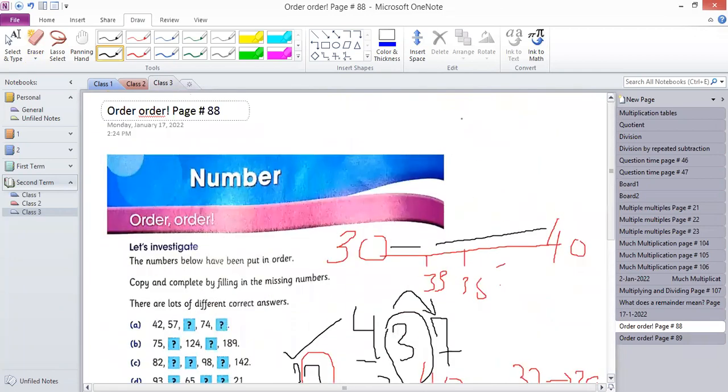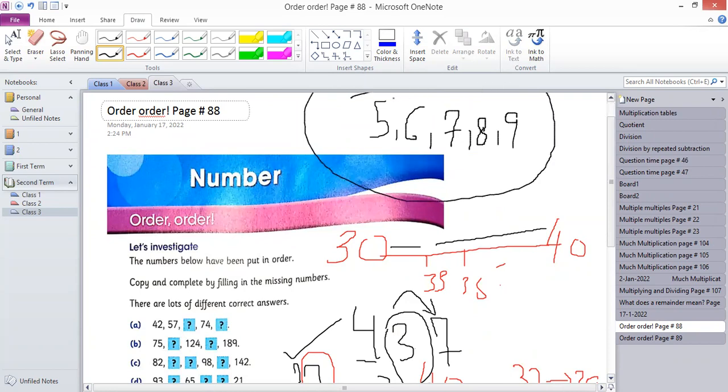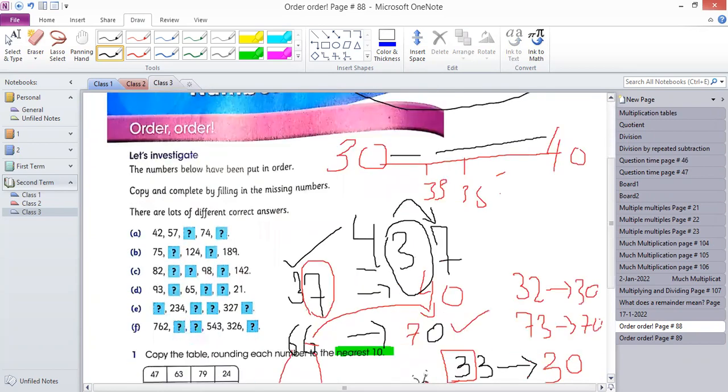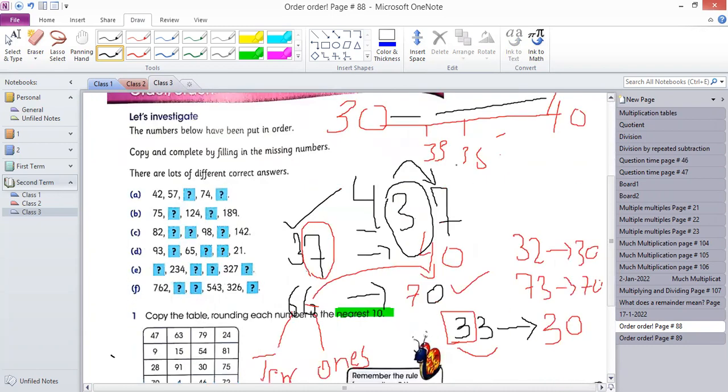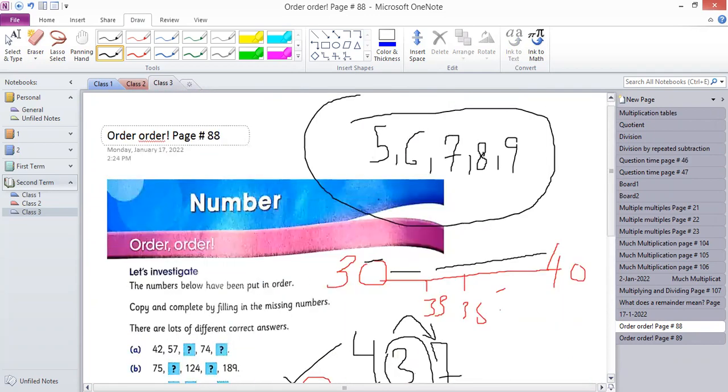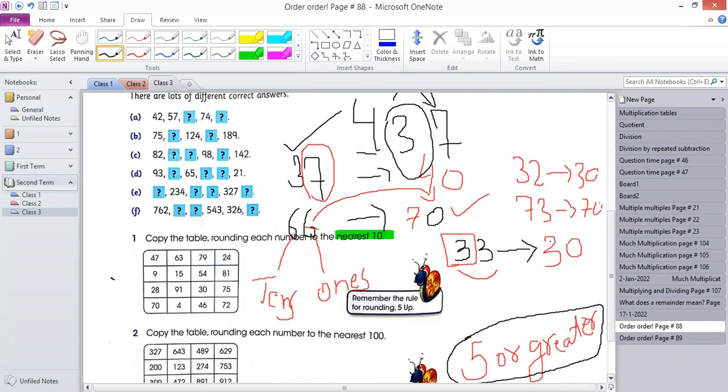Yes, 5 or greater than 5, the numbers are 5, 6, 7, 8, and 9. These are the numbers equal to 5 and greater than 5. That means if in the ones place, before tens, any one of the numbers 5, 6, 7, 8, 9 occurs, then this will push the tens number to go to the next number. Look here.